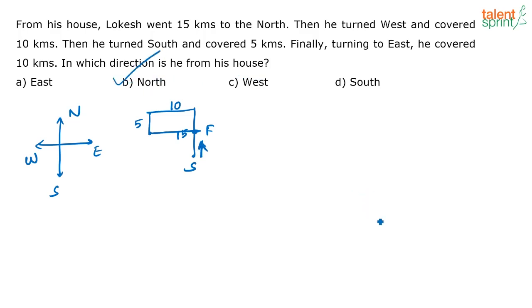See, Santosh is going 15 kilometers north, then he is turning west, going 10 kilometers, south 5 kilometers, then turning to east and again going 10 kilometers. So this is also 10, this is also 10. So finally he is coming back here only. So with respect to his house, this was his house, correct? With respect to his house, this point is towards the north. Which direction does this arrow point to? North. So the correct answer is option B.